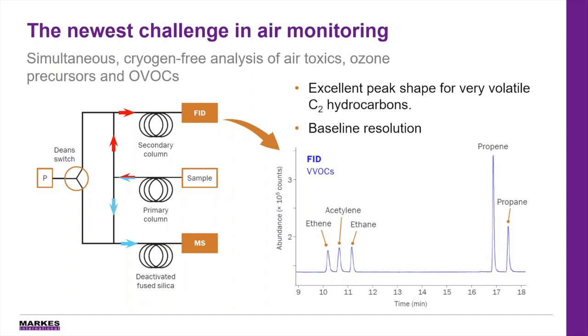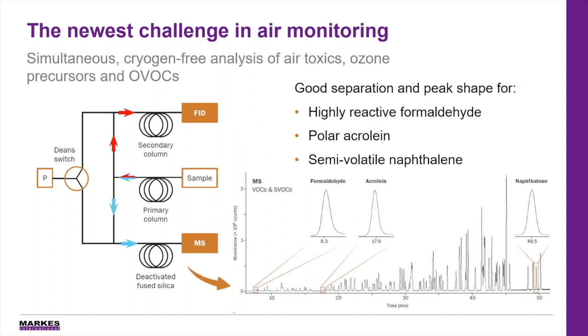And the compounds we're looking at here are the C2s and the C3s. So we have our sample, which is introduced to the primary column. At this stage, it follows the red arrow and is diverted to a secondary column for detection by FID. This secondary column is what gives us the separation, so the baseline resolution that you can see here for the C2s and the C3 compounds. And it's also what gives us some of the excellent peak shape.